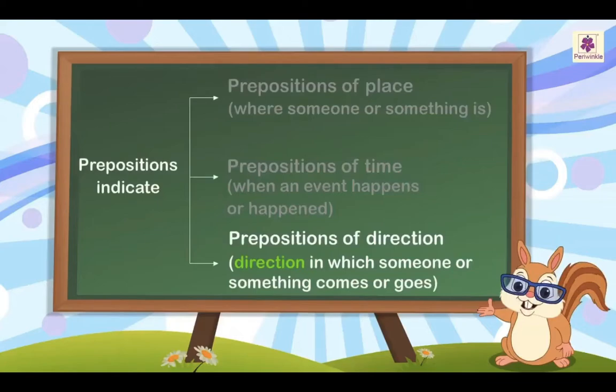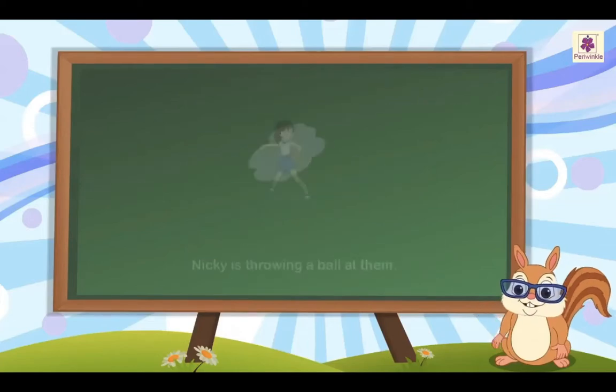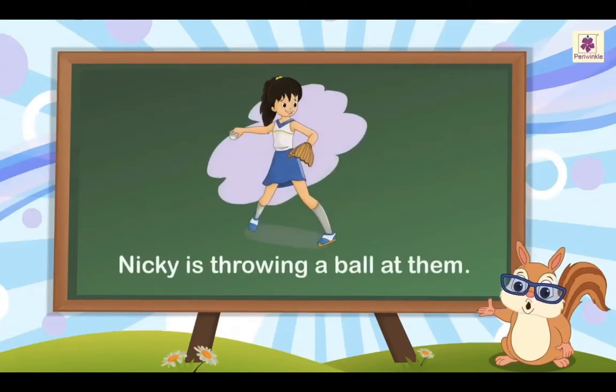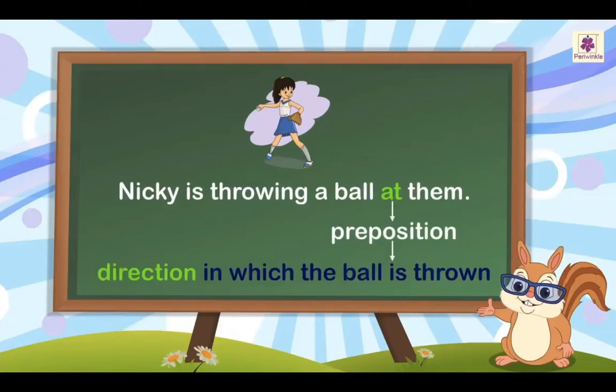Prepositions also indicate the direction in which someone or something comes or goes. Such prepositions are called prepositions of direction. For example, Nikki is throwing a ball at them. Here, the preposition at indicates the direction in which the ball is thrown.